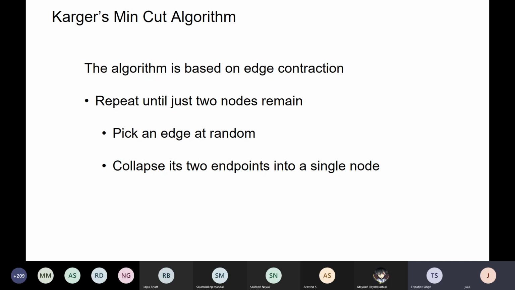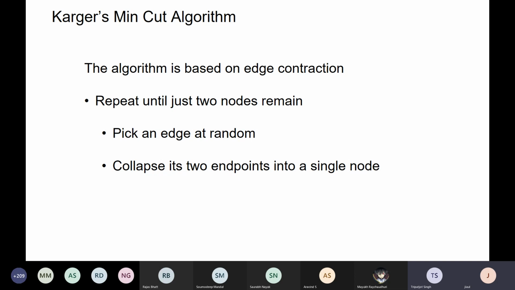So these are the very simple steps of this algorithm. The key concept in this algorithm is called edge contraction. So what is it? You just repeat until just two nodes remain. You pick an edge at random, and that is why it is called a randomized algorithm. Then you collapse its two endpoints into a single node. That means you put together the two nodes, which are the endpoints of the chosen edge, into a single node, and then you simply proceed.